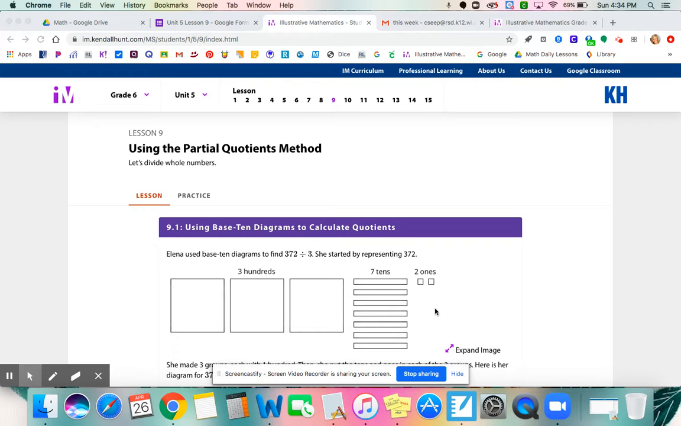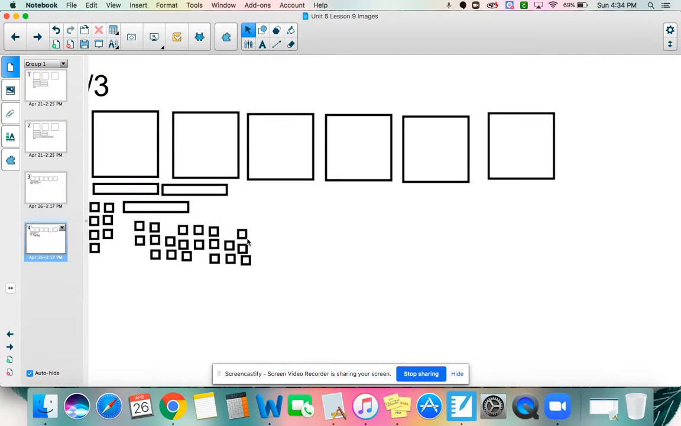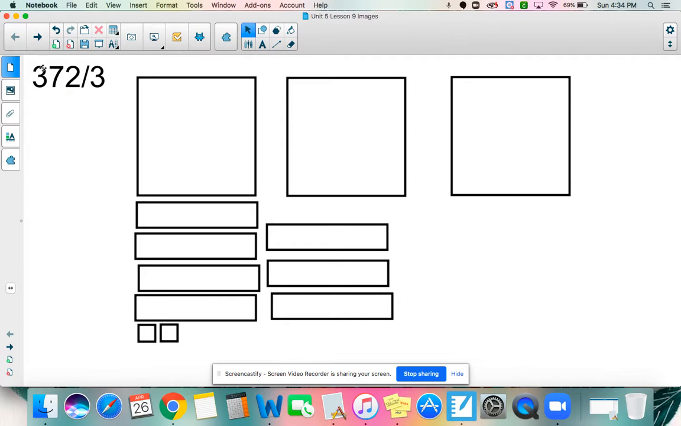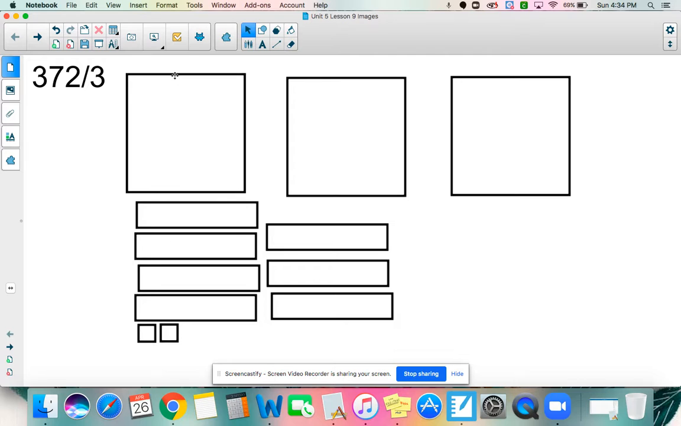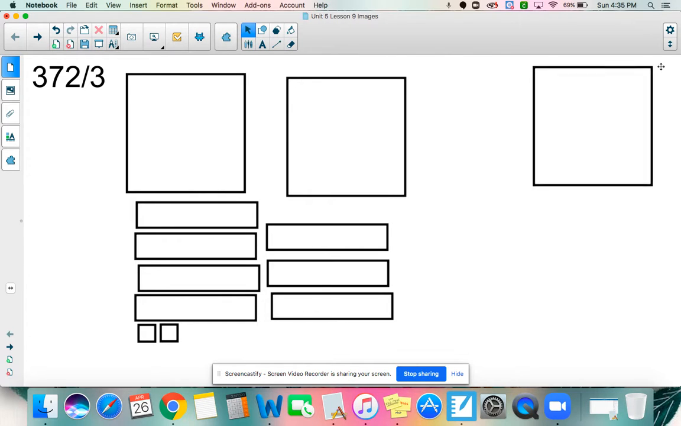I needed to be able to manipulate the images, so I'm going to take us to a different screen. And we have 372 divided by 3. What I have in my picture here is 3 hundreds, because there's a 3, 7 tenths, 1, 2, 3, 4, 5, 6, 7, and 2 ones. And so when we're doing division, I want to split this value into 3 groups. With my hundreds, it works really nicely because I can have 1 in one group, another in another group, and another in the last group.